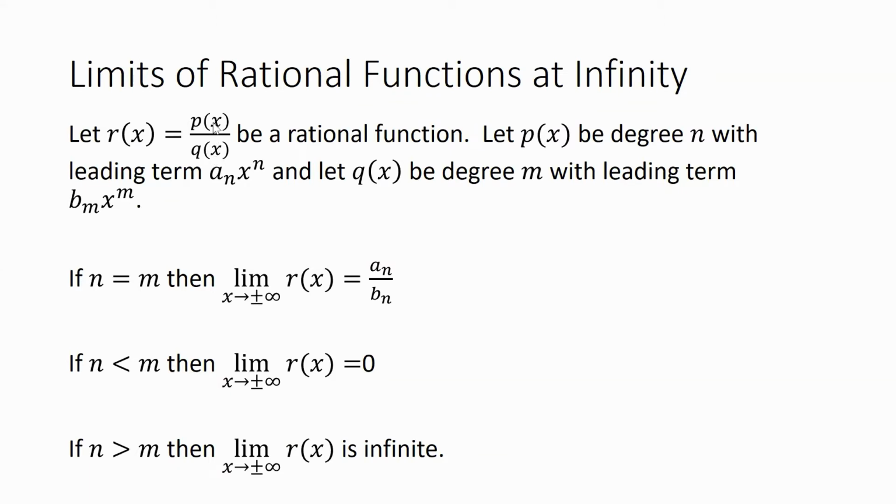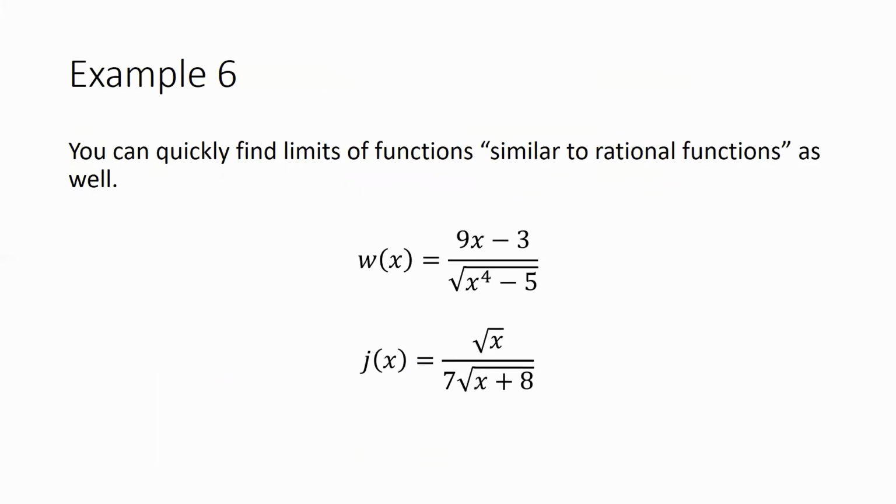If we have a ratio of exponential functions to polynomials, the exponential function grows faster than the polynomial. So I could do a similar argument of whether the limit is 0 or whether the limit is infinite. A lot of functions that are like rational functions can be evaluated using the same understanding. Let's look at example 6.